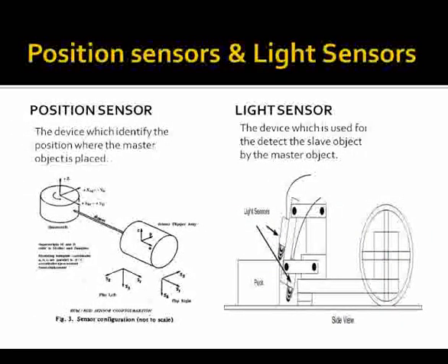In our robot, we use lighting sensors and position sensors. The position sensors are used to identify the position of the robot and find the shortest path. Also, the lighting sensor is used to identify the objects.